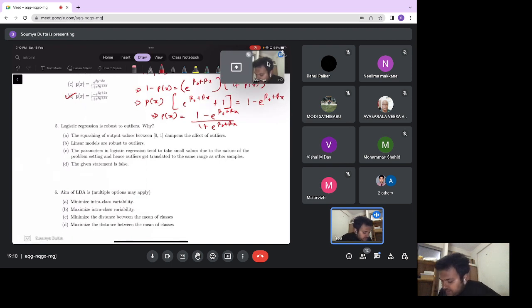Then the logistic regression is robust to outliers, and the question is why. So logistic regression, if you have gone through the lecture, you will see that what it does is finally it takes a softmax function. So it will learn something, and finally at the end of the day it will do something like e to the power x by 1 plus e to the power x, where x is your linear function, let's say.